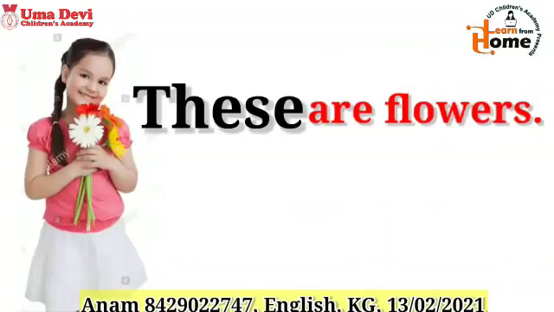Children, see this picture and read this sentence with me. These are flowers. Children, this girl says these are flowers. So here she has used these. Tell me why she has used these in this sentence? Because these flowers are very near to her. Children, when things are very near to us, we use the word these.